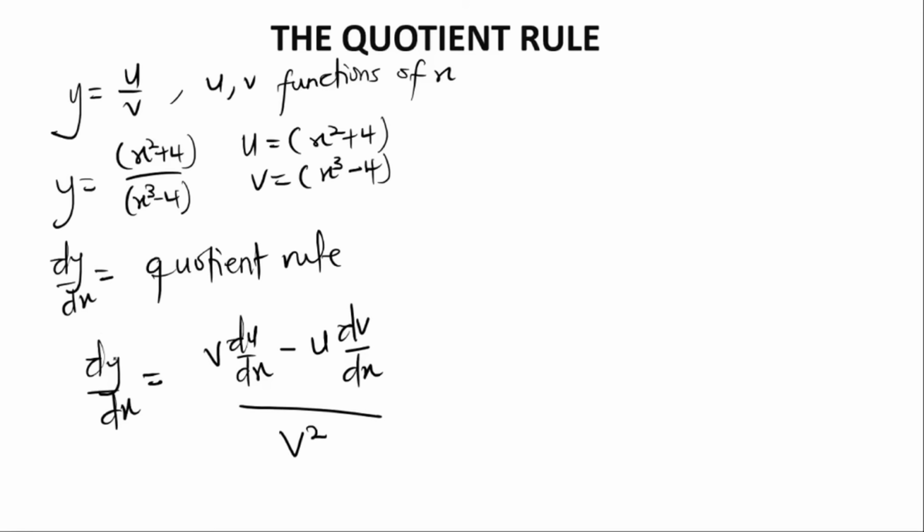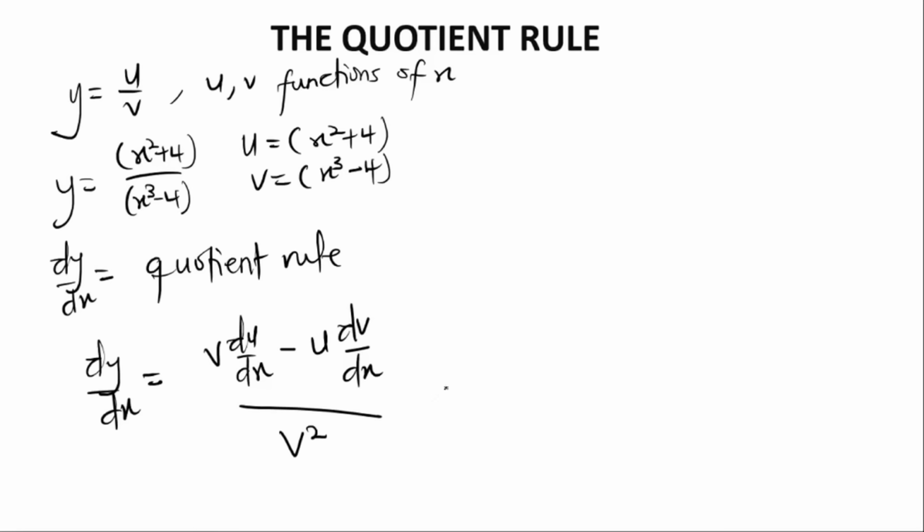So our differentiation of the function y with respect to x, that is dy/dx, is equal to, for the quotient rule, first of all, we hold down the denominator, that is v, then we differentiate the numerator, then we multiply them. That is v du/dx. Then we have minus. We hold the numerator, that is u, then we differentiate the denominator, and then we multiply them. It becomes u dv/dx.